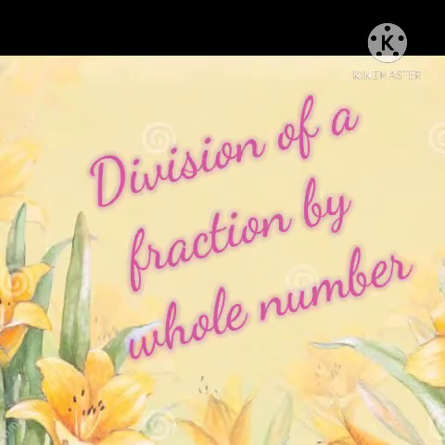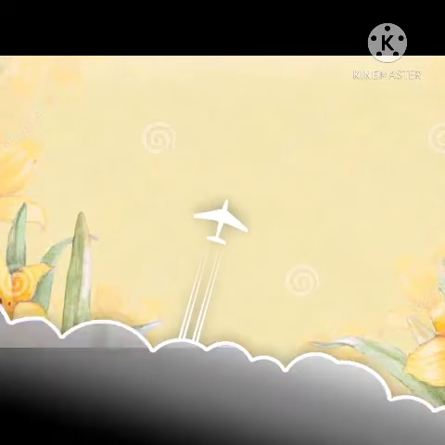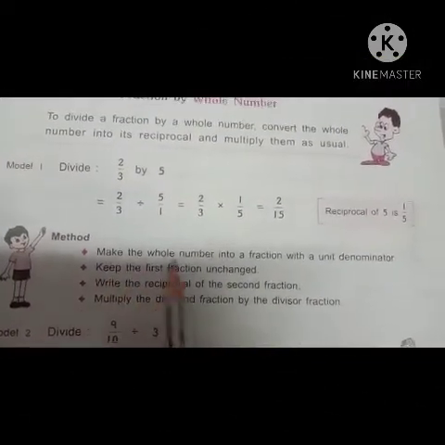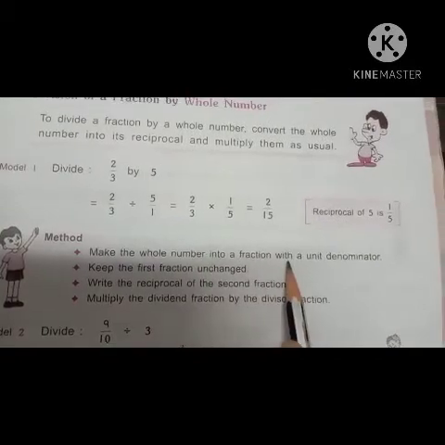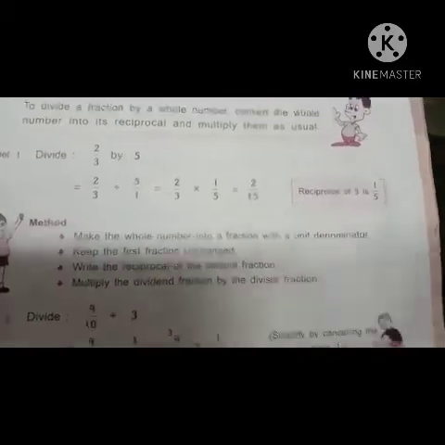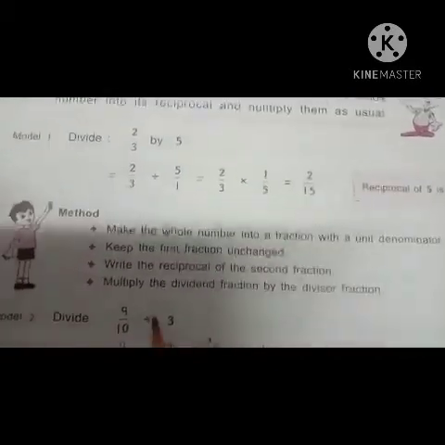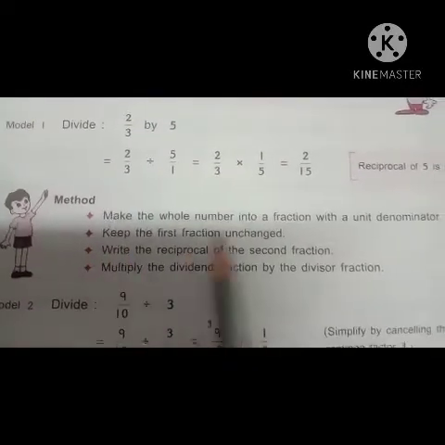In that, division of a fraction by whole number. To divide a fraction by a whole number, convert the whole number into its reciprocal and multiply them as usual. Here we have to change the whole number into reciprocal, and as usually we have to multiply that. See children, here are some methods. Make the whole number into a fraction with a unit denominator.